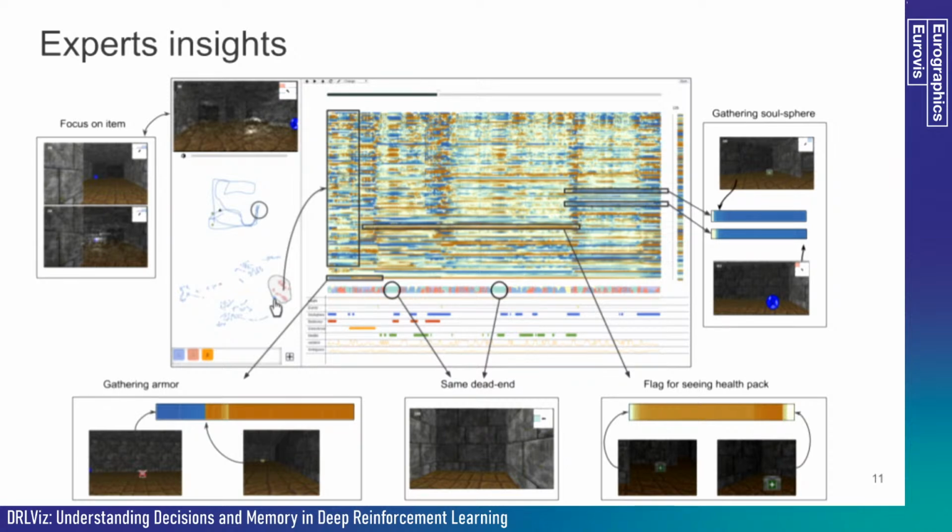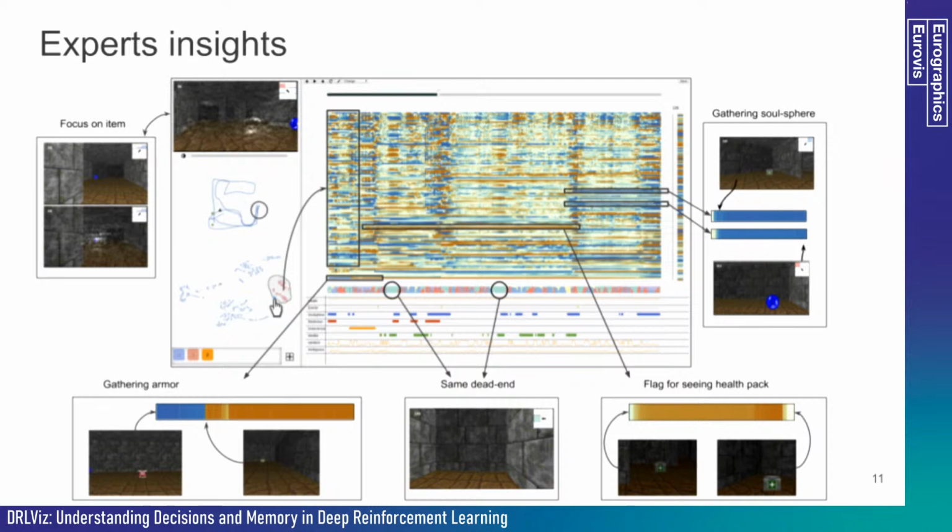We have shown this tool to 3 experts who shared insights such as how the agent only focuses on the item it must collect and ignores the others in saliency maps. How the agent uses some memory elements as flags to encode items it has collected. How DLVs can be used to detect action patterns such as here, where the agent repeats the same action for a while in dead ends. And how the agent uses one element to encode 2 items, the armors.